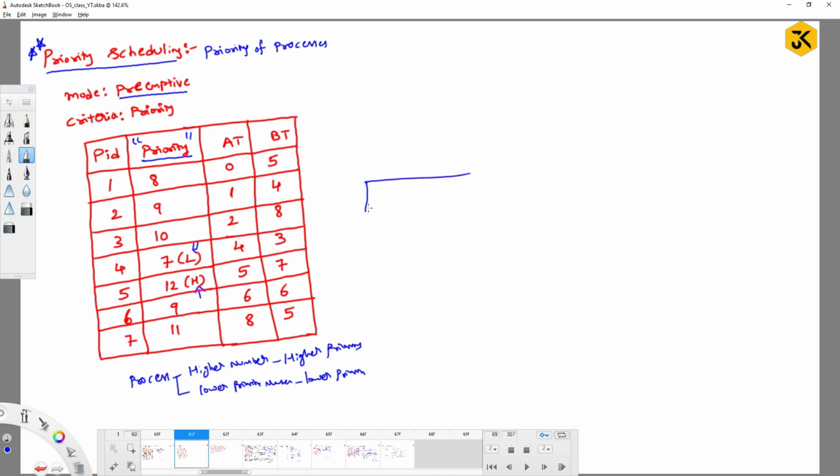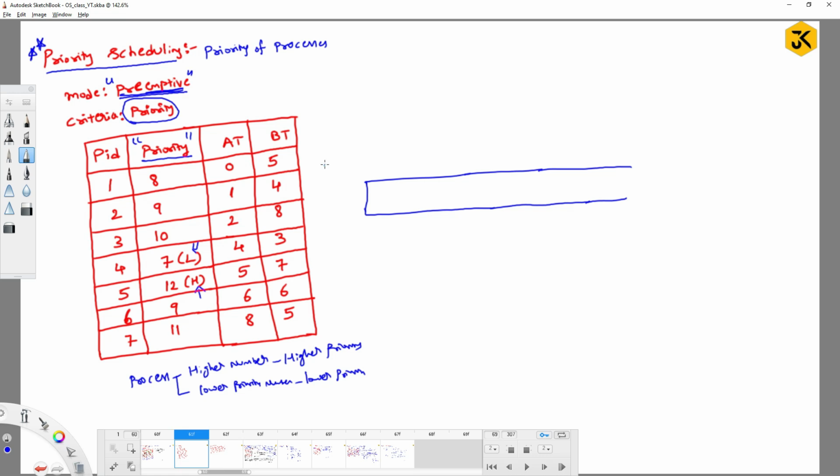Guys, a Gantt chart is a simplified way to define how the processes are executing. And one more important criterion here, the criterion we are following is priority, and it is also preemptive. It means there might be a chance that a higher priority process arrives, then you have to preempt yourself and give a chance to the other process.